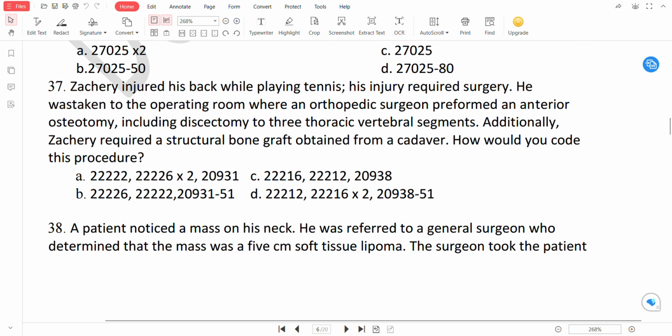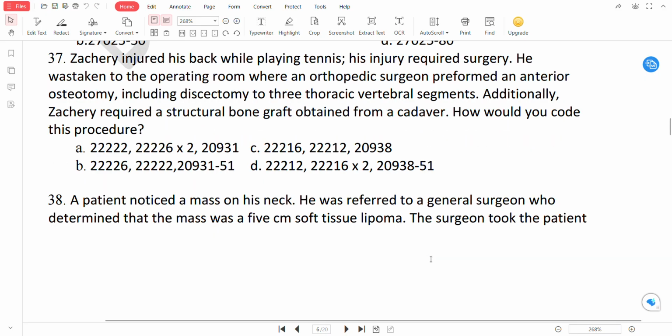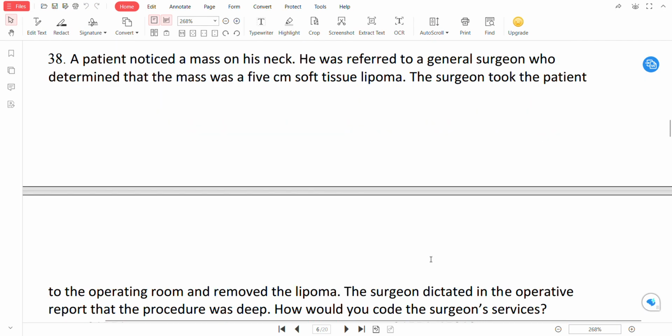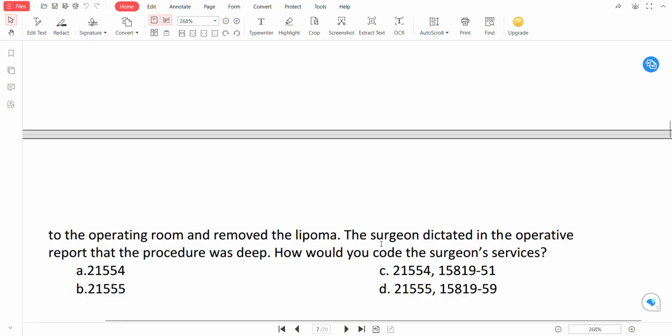38. A patient noticed a mass on his neck. He was referred to the general surgeon who determined that the mass was a 5 cm soft tissue lipoma. The surgeon took the patient to the operating room and removed the lipoma. The surgeon dictated in the operative report, this procedure was deep. How would you code the surgeon's services?